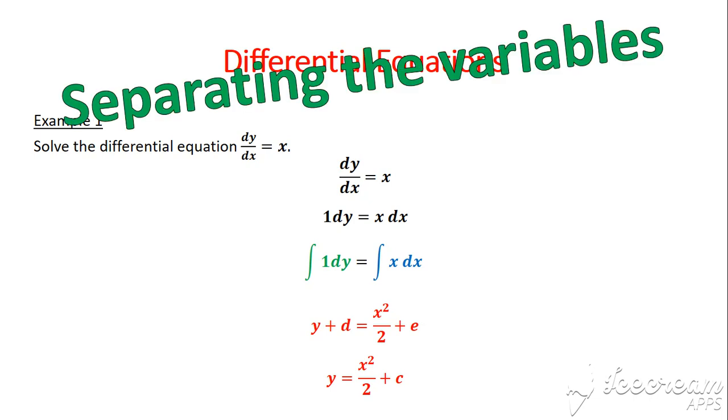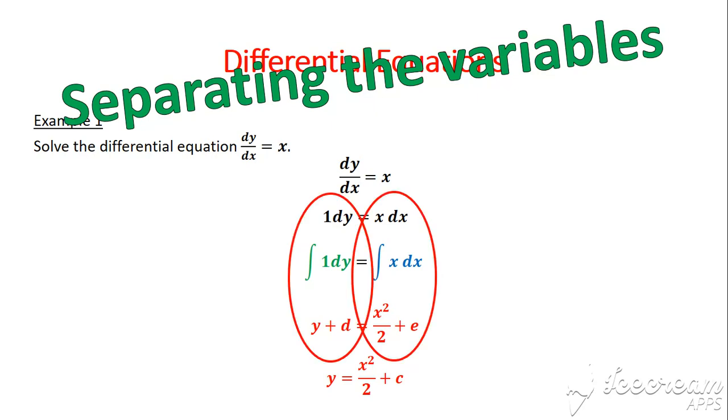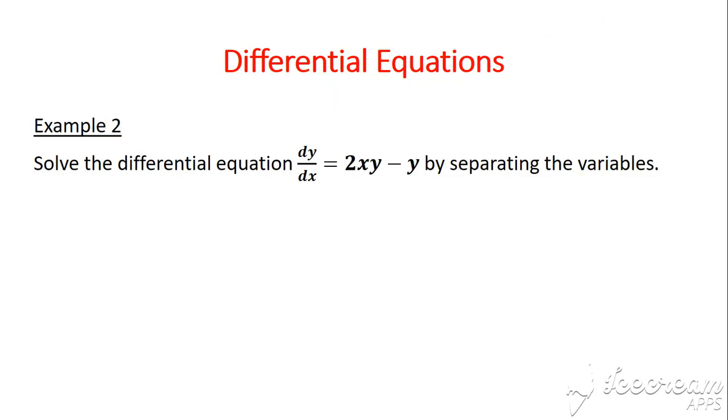Now, this technique is called separating the variables. And what I ended up doing was split everything to different sides. So I had all my y variables and things to do with y on one side, and all my x variables and things to do with x on the other side. And then I integrated both sides with respect to y and x separately. Okay, it may seem a complicated way, but let's show you why and how useful this technique is. Let's go on to example 2.